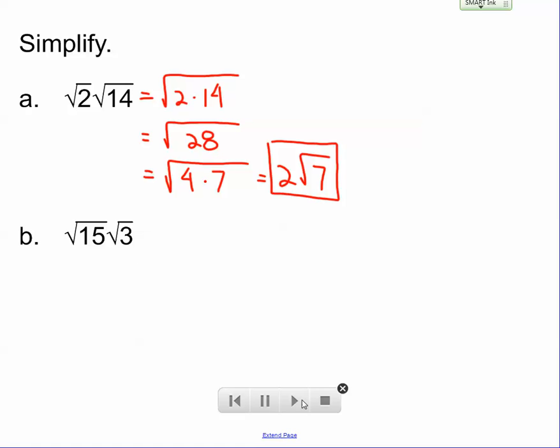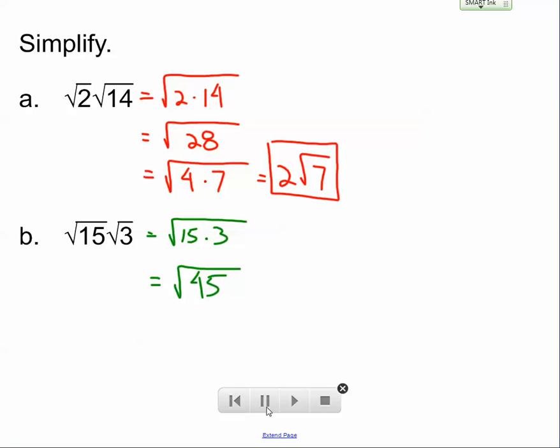Same exact thing here with b. The square root of 15 times the square root of 3, I can rewrite as the square root of 15 times 3, which is equal to the square root of 45. Now is where I have to think, what is the biggest perfect square? Not just any perfect square. What's the biggest perfect square that 45 is divisible by?